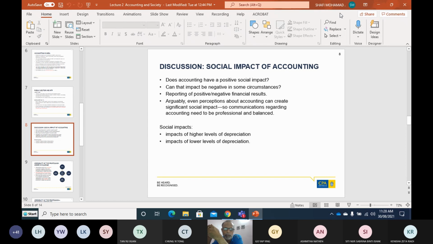The root word of social is society. So we need to say that as accountants, we are not living in a vacuum. Whatever decisions we make, especially if we are very high up in the organization, for example the CFO or finance director, you need to think very carefully: what would be the social impact of what I'm going to announce?